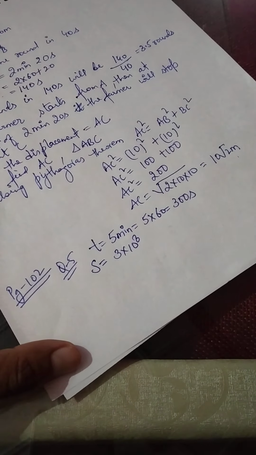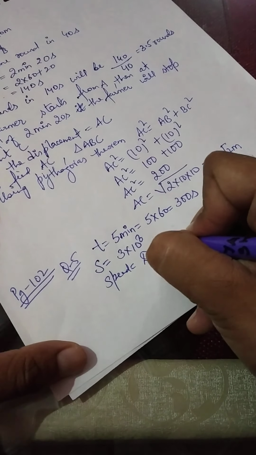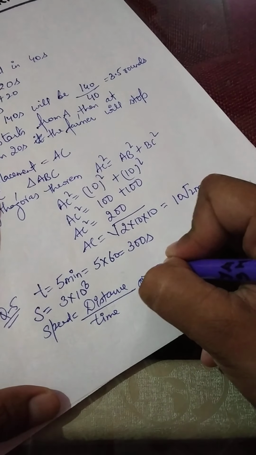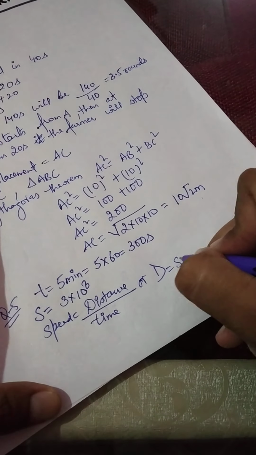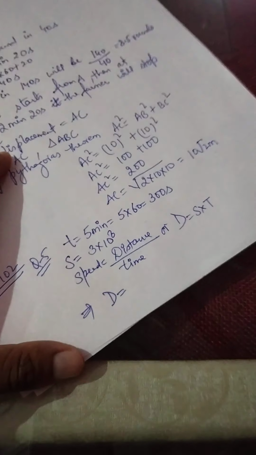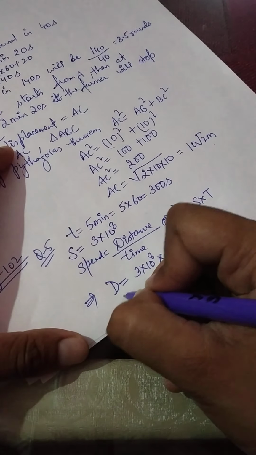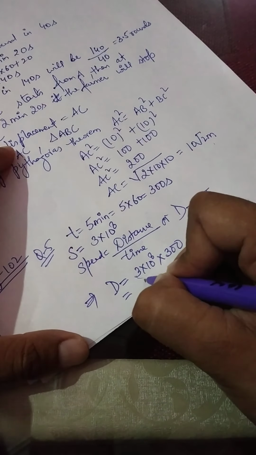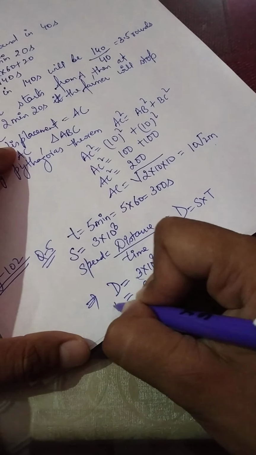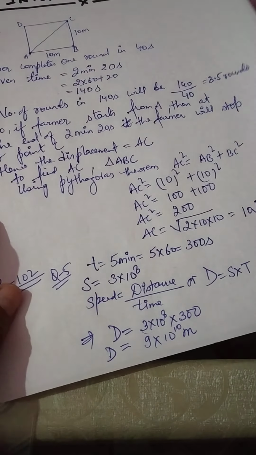And the speed at which the signal travels is the speed of light, that is 3 into 10 to the raised power 8 meter per second. We know speed equals distance covered per unit time, or distance will be equal to speed multiplied by the time. So the distance covered by the signal will be 3 into 10 to the raised power 8 into 300, which will be 3 3s are 9 into 10 to the raised power 8. We have 2 more zeros, so it would be 10 to the raised power 10 meters. So the distance covered by the signal will be 9 into 10 to the raised power 10 meters.